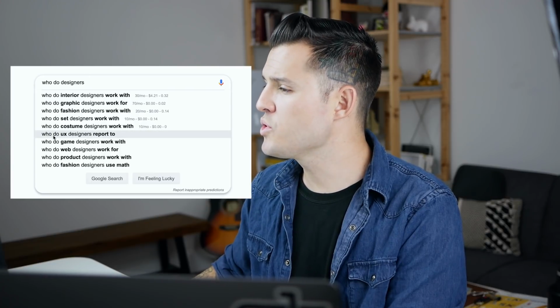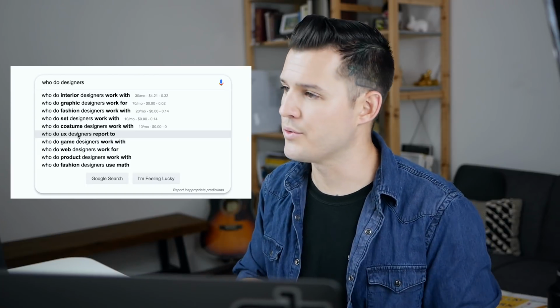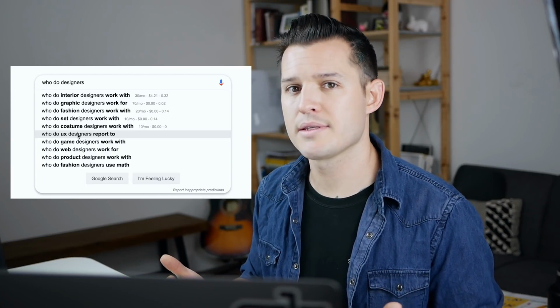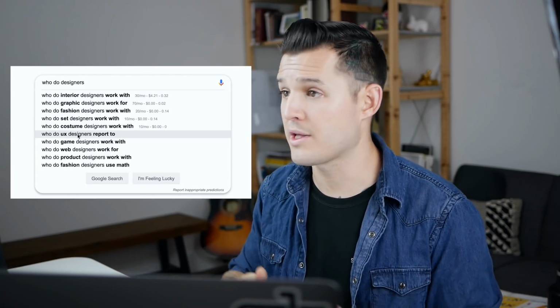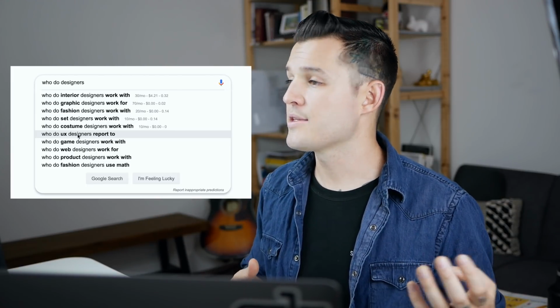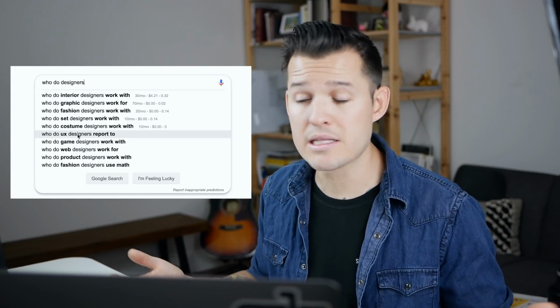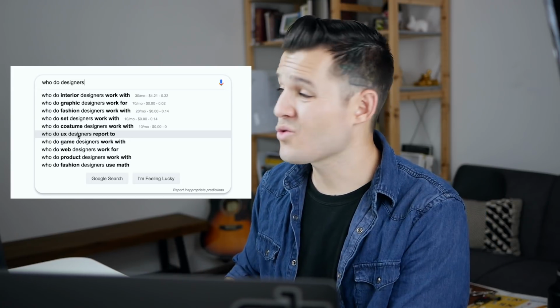I like this one. Who do UX designers report to? But I think more like, who do designers report to? Well, a lot of times designers have superiors, whether that's a creative director or an art director. Sometimes the client is the person that they are reporting to. You have to satisfy the needs of the client. So that's who designers report to.